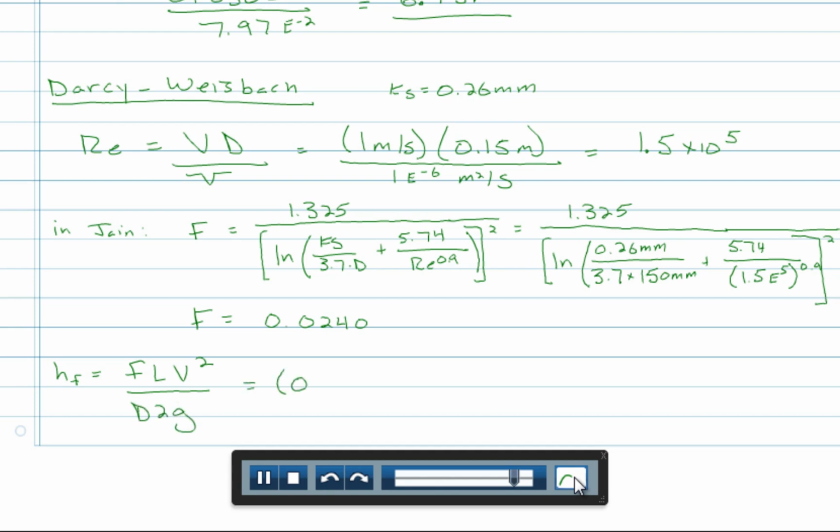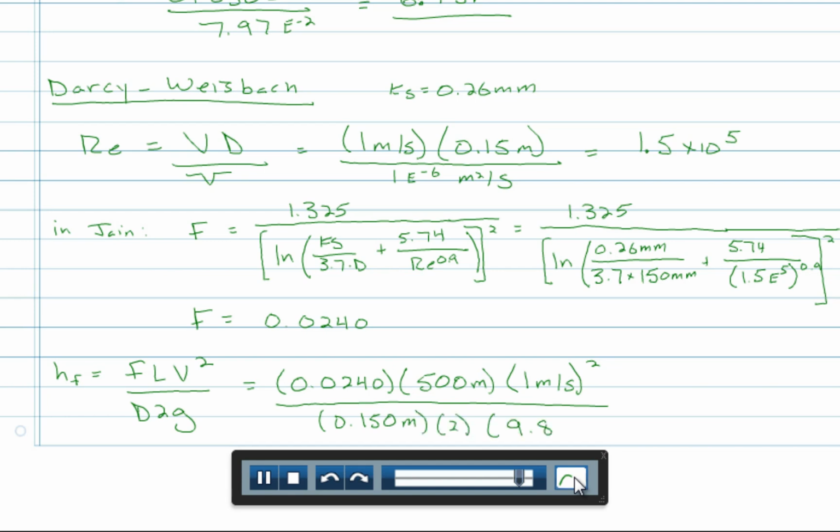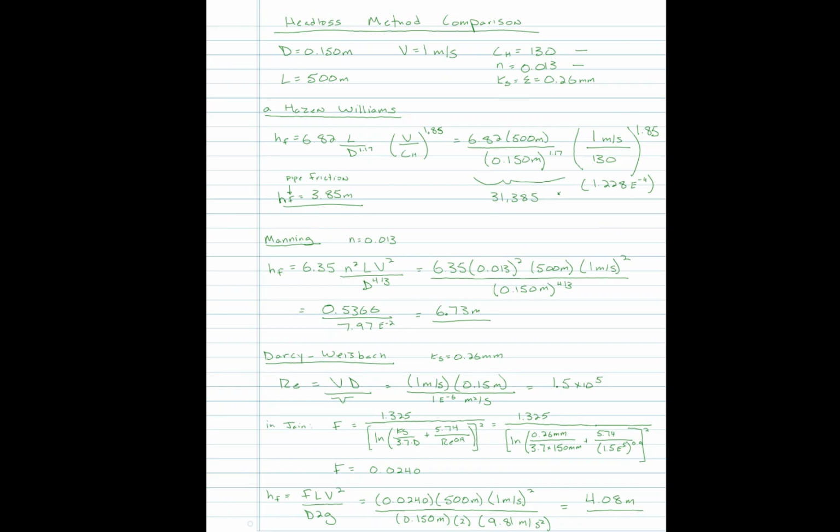And we know our f value that we've just calculated is 0.0240. The pipe length is 500 meters, and the velocity 1 meter per second. Square that term, divided by the pipe diameter, this time in meters to be dimensionally accurate with the rest, times 2g. Alright, and we do all those calculations, get 4.08 meters. And we can know with pretty good confidence that the Darcy-Weisbach equation will give us the most accurate expression of the head loss due to pipe friction.